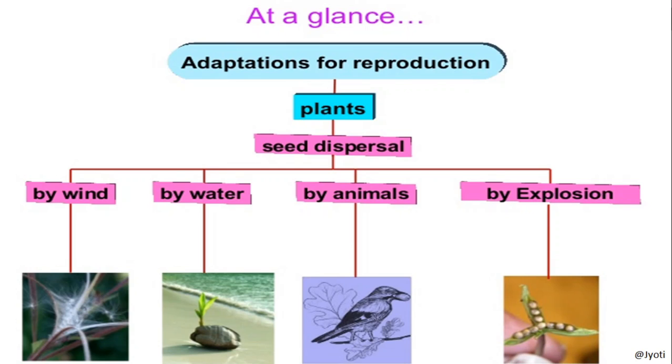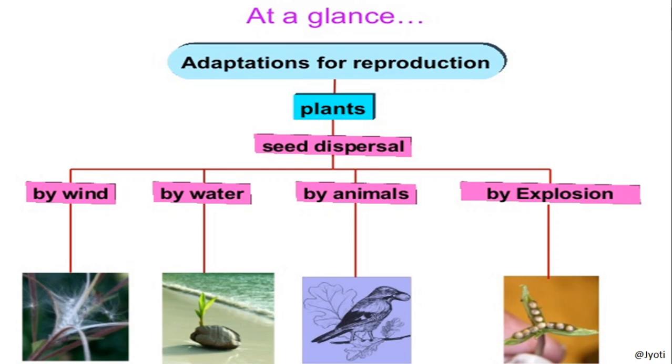One is by wind. You can see here the seeds are feathery, very light. Here I have shown you the coconut seed that can be carried by water. It should be light so that it can float on the water and be carried by water current from one place to another.